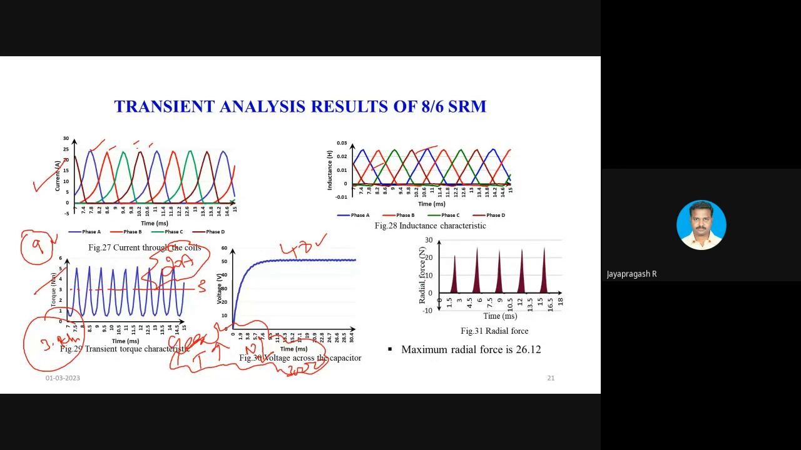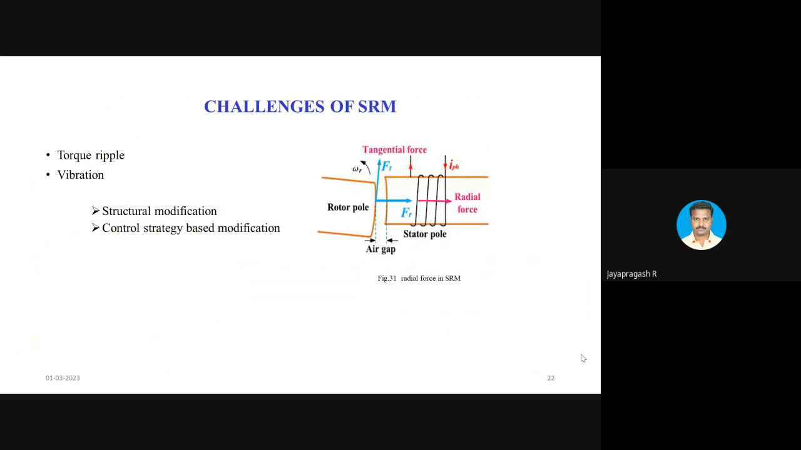Now, most importantly, we calculated the radial force. It is maximum, around 26.12 Newton. I hope you all know this theory. So this is one of the challenges with respect to SRM, right? The challenges of SRM are torque ripple and vibration.